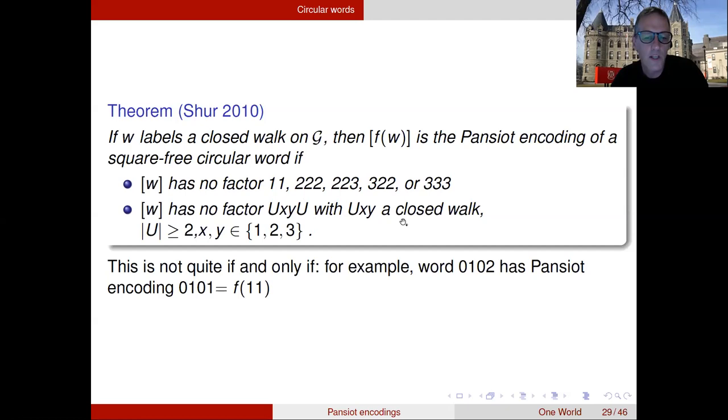Now, this is not quite an if and only if. So, for example, 0102 has this Pansiot encoding 11. So, although 0102 gives you a circular square-free word, when you look at the Pansiot encoding, it contains a 11. So, you need a few more conditions which are somewhat ugly to turn this into an if and only if.